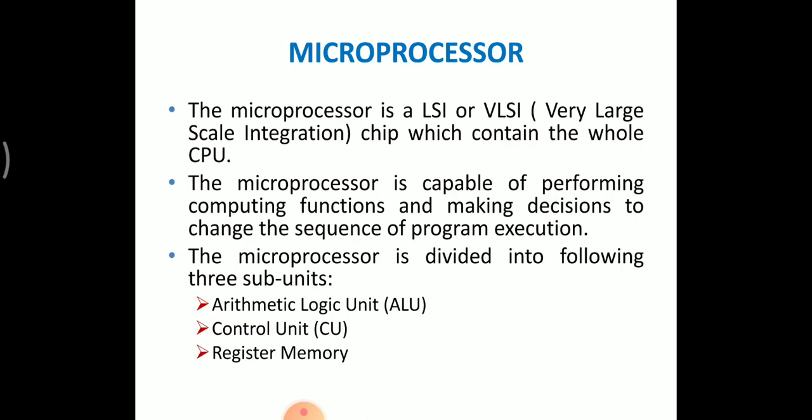In computing functions, microprocessor can perform addition, subtraction, multiplication, division, and it can also perform various logical operations like AND, OR, exclusive OR, and various rotation and shift operations also. The microprocessor is further divided into following three subunits: arithmetic logic unit ALU, control unit CU, and register memory.